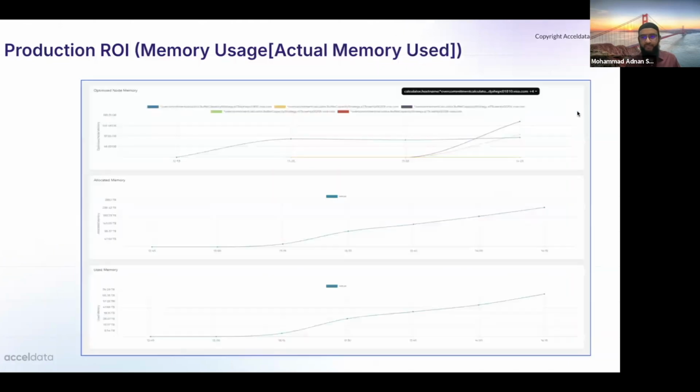Next slide, please. This is again a production ROI, memory usage, actual memory used as compared to what it used to be in the past. The metrics that we are populating here are optimized node memory, allocated memory, and used memory. Something that I can always vouch for is that with Pulse we are able to unleash so much data in terms of what is really utilized, what is allocated, what is the wastage. And I'm not sure if there is any tool that will help you discover that easily in a matter of a few clicks.